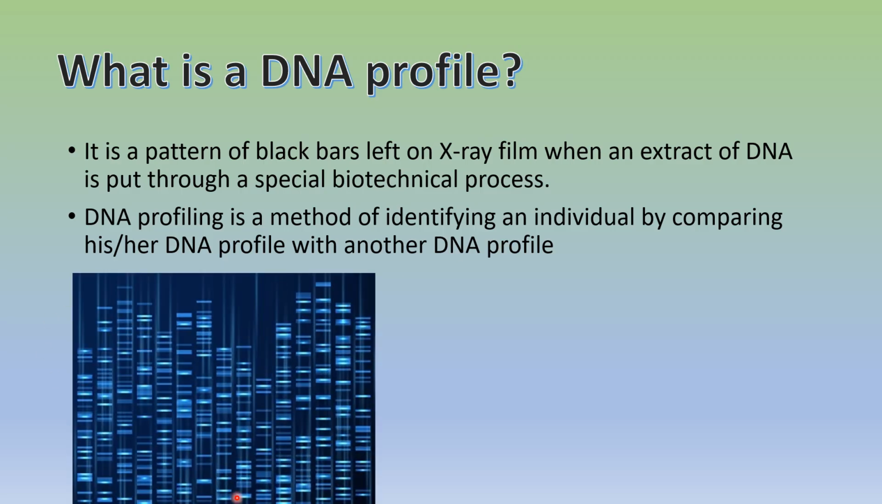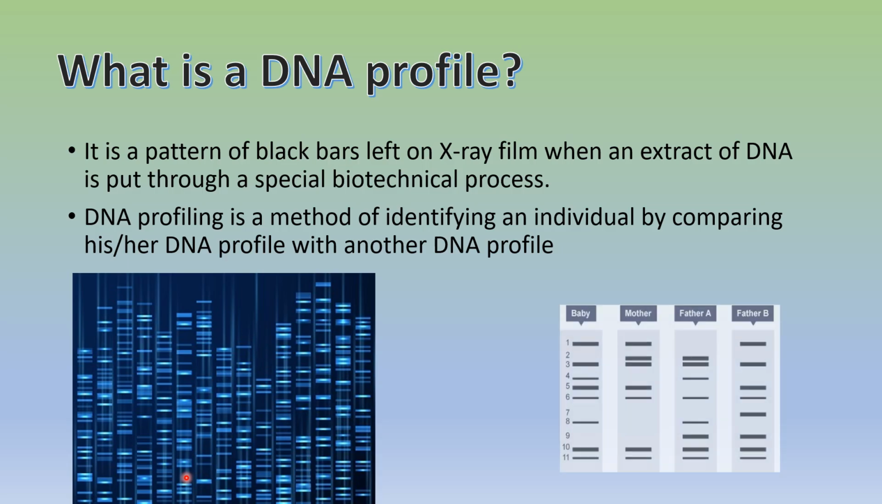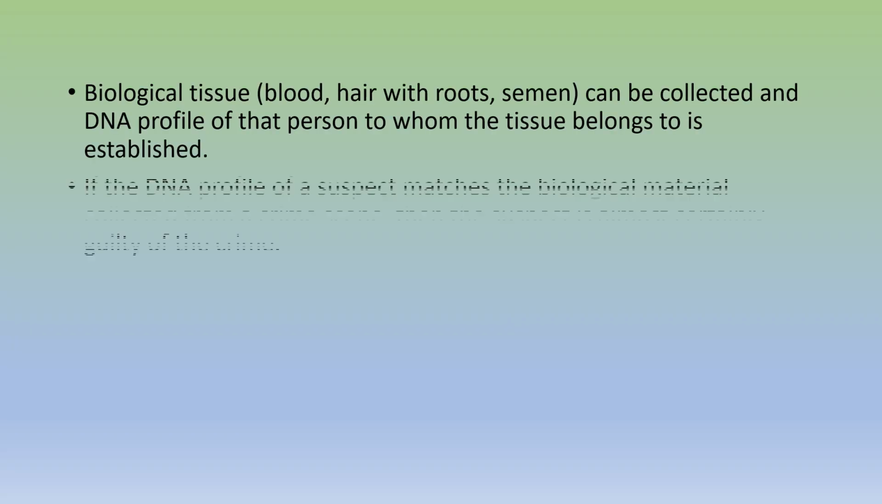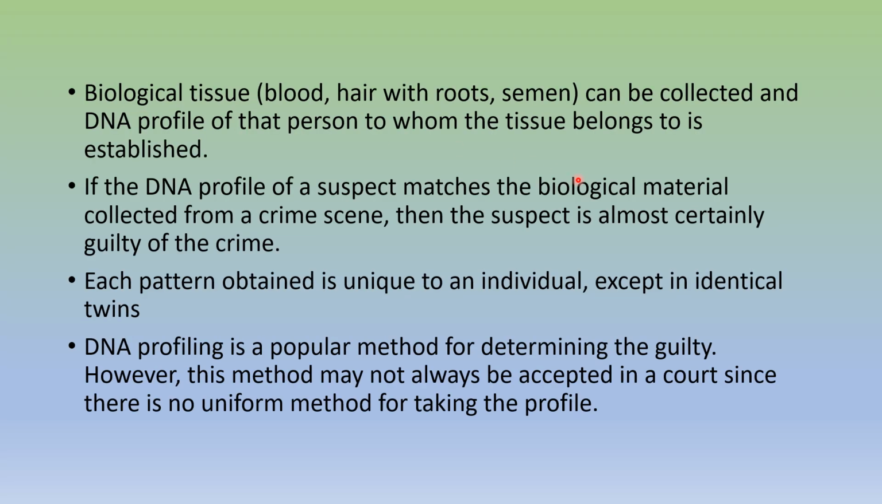This is what a DNA profile looks like, but this is often not what we see in our test exams. You would probably see an image like this, whereby you just have these bars that we can see distinctly. So biological tissue is collected and the DNA profile of that person to whom the tissue belongs is established. They take that biological tissue, put it through that biotechnical process, and they get that DNA profile.